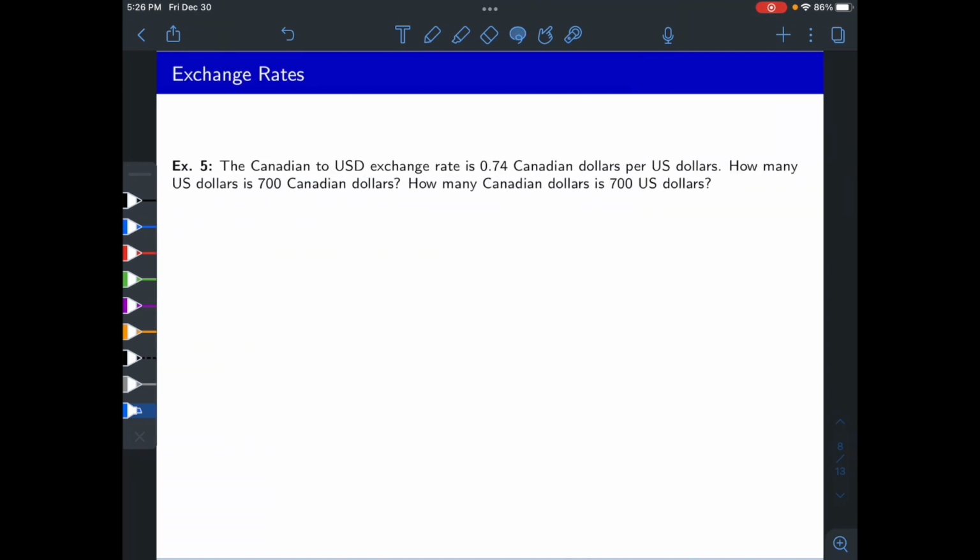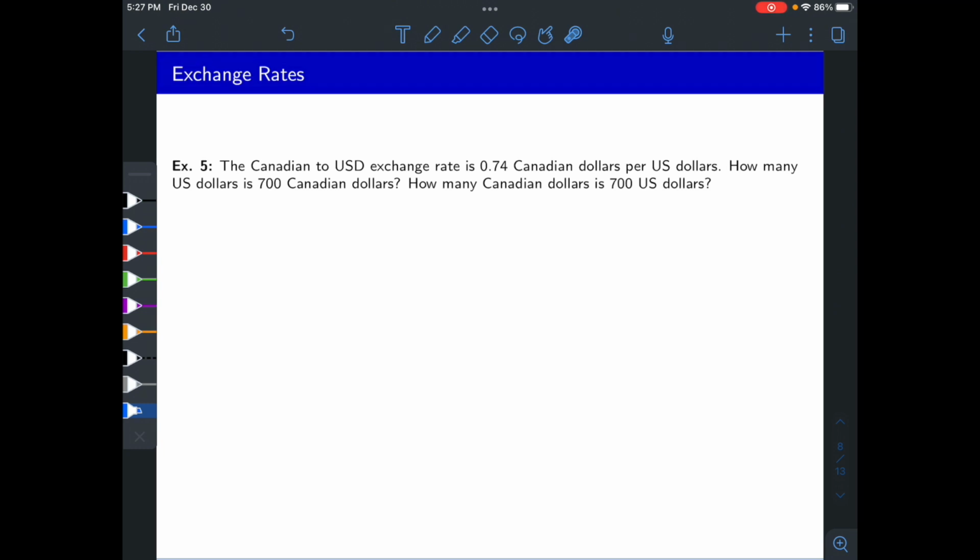All right, let's move on to exchange rates. So let's say that the Canadian to US dollar exchange rate is 0.74 Canadian dollars per US dollar. That should be accurate at the time of this recording. Let's say that we want to convert 700 Canadian dollars to US dollars, and conversely, let's do the other way. Let's say we have 700 US dollars. How many Canadian dollars would that be?